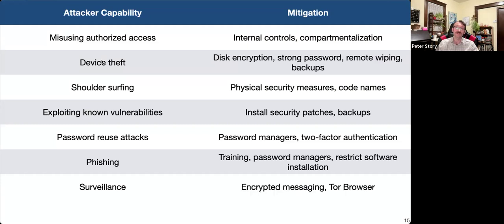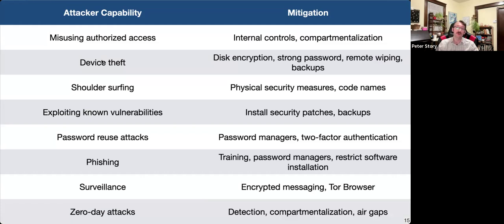To protect against surveillance, use encrypted messaging like Signal and Tor Browser for anonymous browsing. And for zero-day attacks, these are the most challenging to defend against. You can have a strong security team that can help detect attacks before too much damage is done. You can have compartmentalization, so that an attack on one part of the organization doesn't compromise other parts of the organization, and also an air gap. Again, if you've got that filing cabinet with the crucial information in it, that's a lot more protected than just having it on everyone's laptop.